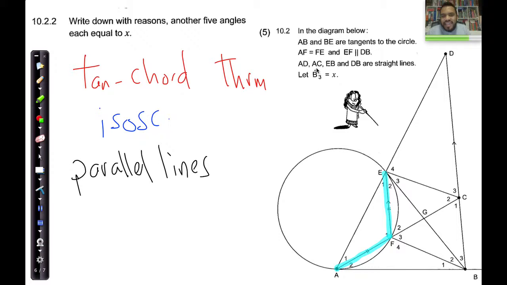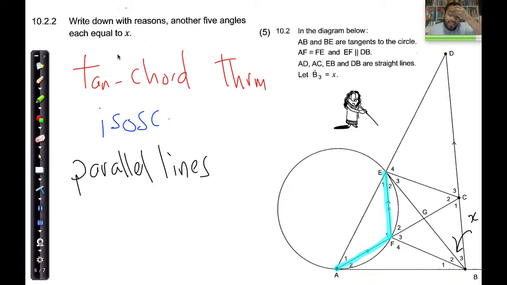And then they tell us AD, AC, EB, and DB are straight lines. Okay, they've drawn it for you and they're telling you as well. And then they told you B3, that little angle over there, angle B3, they're calling it X. They're calling B3 X.